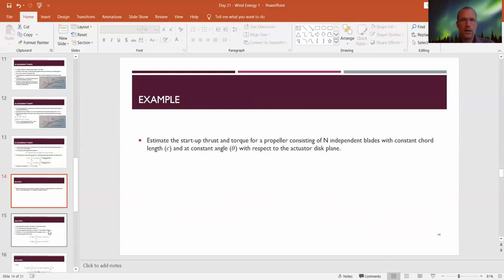So a quick little example of this: I want to estimate the startup thrust and torque for a propeller consisting of n independent blades, constant chord length, constant angle with respect to the actuator disc plane. So very similar to what we did. This will be slightly simpler though. I'll be able to actually evaluate those integrals.